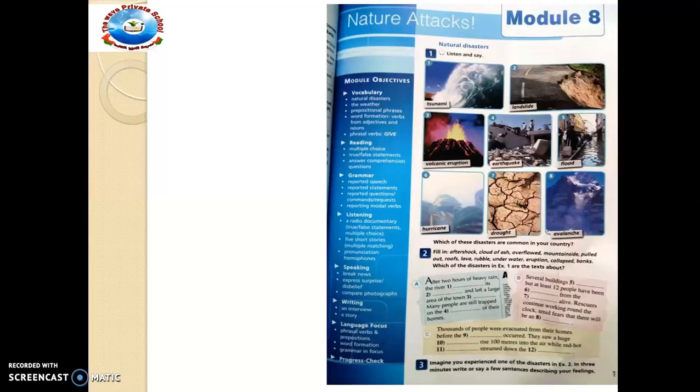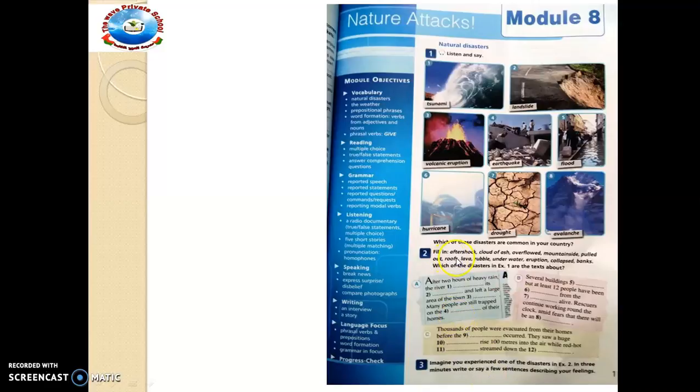So friends, let's see what we have here. It's natural disasters. Which of these natural disasters do you know of? Do you know what is tsunami, landslide, volcanic eruption, earthquake, flood, hurricane, drought, and avalanche? Do you know them? These are forms of natural disasters. So you can just read them up, Google them, or check your dictionary if you don't know what they are. So it says, which of these disasters are common in your country? Is there any that is common here in your country?